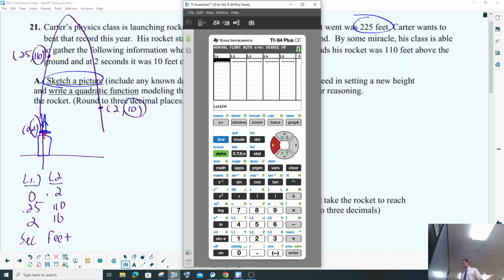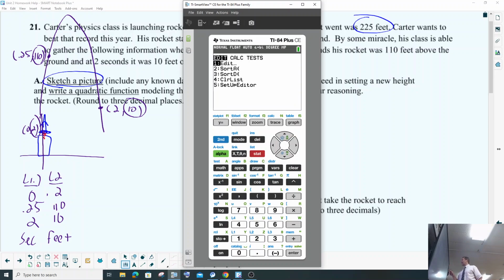Now put them in your calculator. 0, enter, 0.25, enter, and 2 seconds, enter, right arrow. Make sure they match up. 2, enter, 110. You're going to have to do this on the test. You've got to know how to do this. And then 10, enter. Okay, so now that we've got them on our list, we can do a quad regression. And so that's going to try to match an equation to those 3 dots.